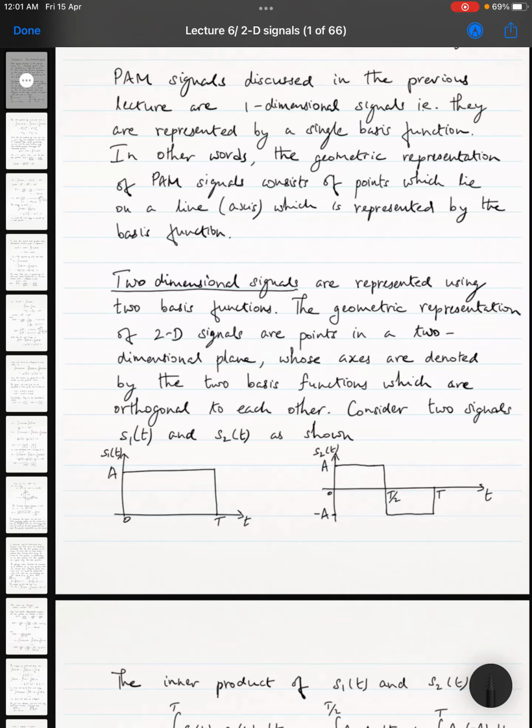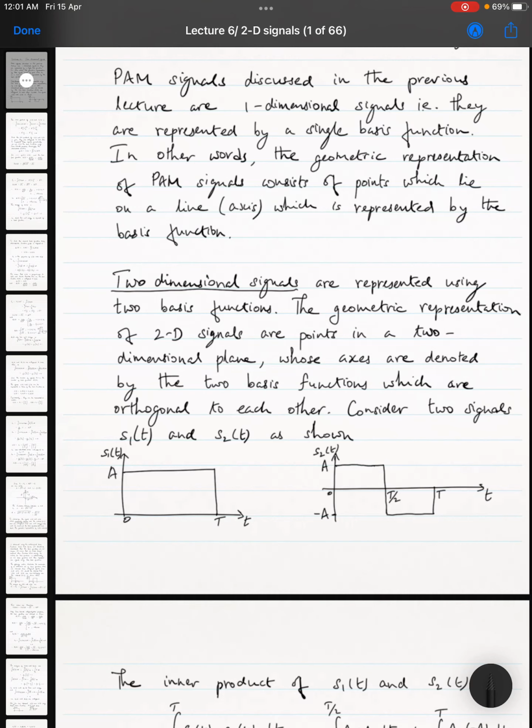In the last couple of lectures, we have discussed one-dimensional signals, and in particular, we talked about pulse amplitude modulated signals, which is PAM signals, and we discussed these types of signals both in the baseband as well as in the bandpass. And we also saw that their geometric representation is one-dimensional. That means the points in the signal space lie on a single line.